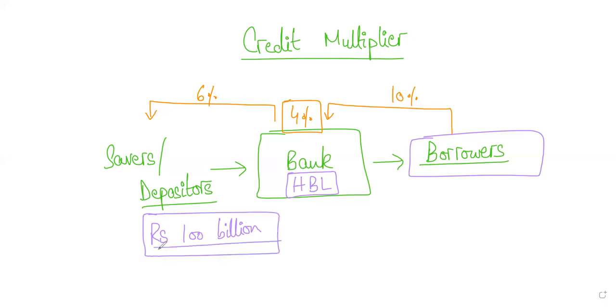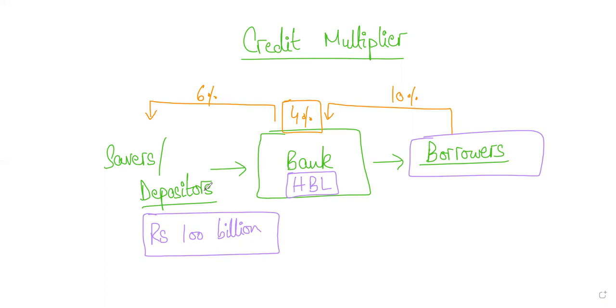So if there is a total of 100 billion rupees deposited, obviously, if I have an account in HBL, I save some money over there. Your parents have their accounts in HBL, and so do so many other people. It's a big bank in Pakistan. So let's assume there is a total of 100 billion rupees deposited in HBL across different branches. The simple question is, what is the maximum amount of loans that HBL can offer to its borrowers?